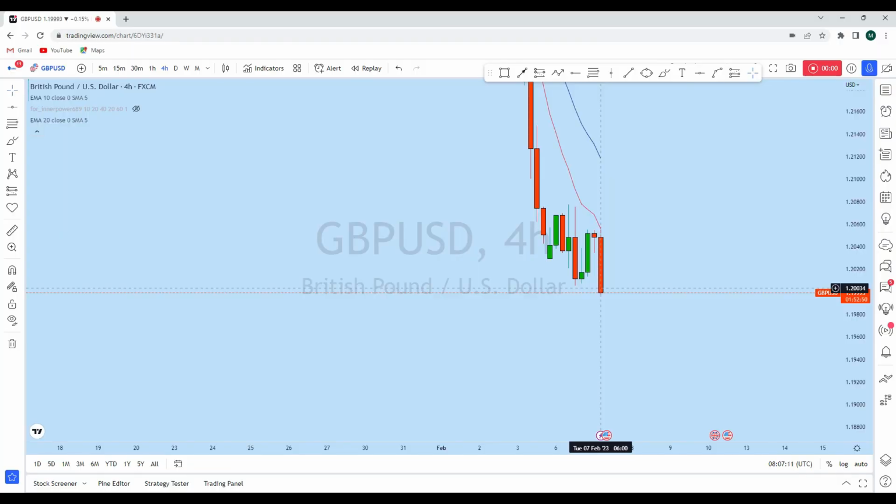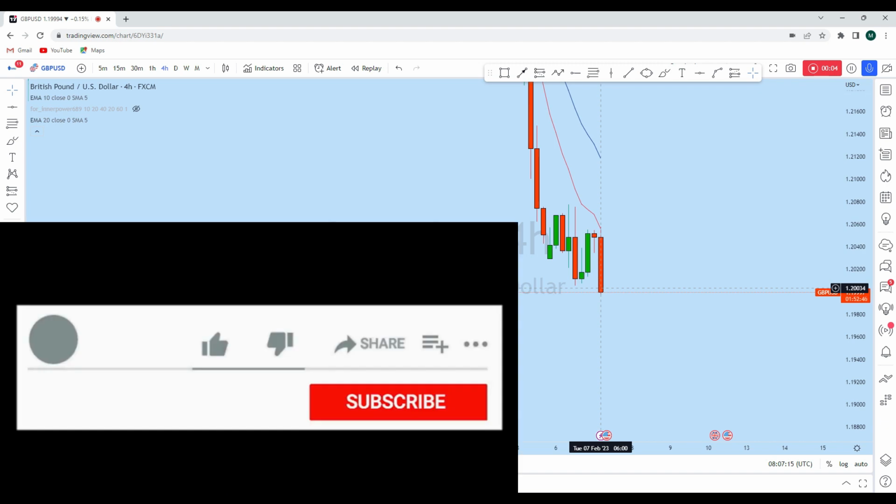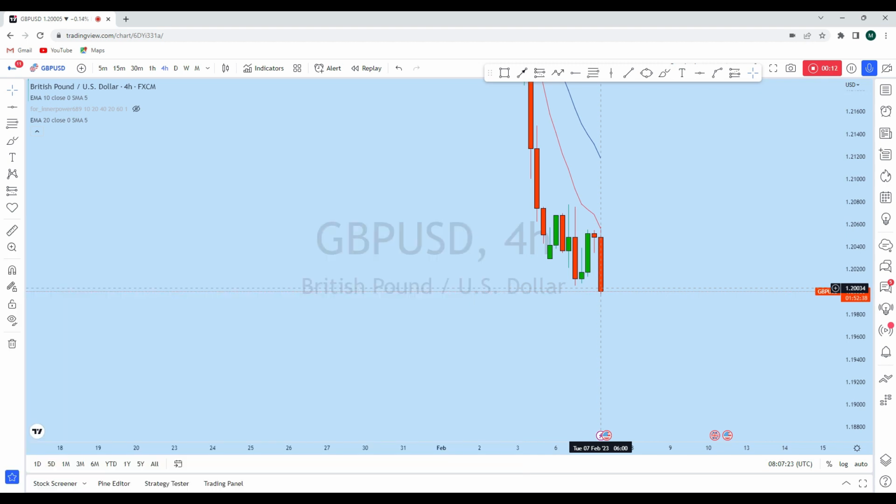What's up, traders? So let's do a complete multi-time frame analysis on GBP USD. Let's see what kind of trading opportunity we currently have in this instrument. As you can see, GBP USD on the lower time frame is giving us a significant trading opportunity.